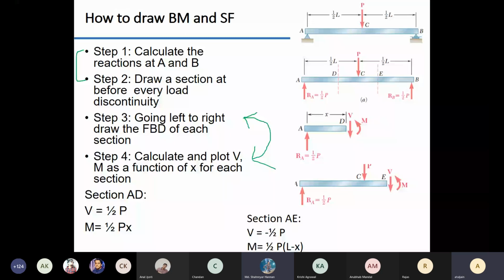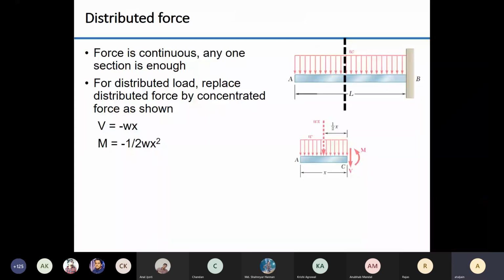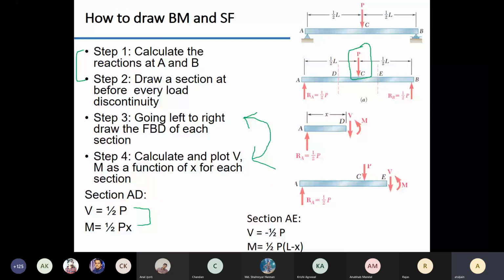Once you understand how this can be done, then you need to understand how the expressions for V and M will be for different types of loads. In this course, you have to worry about 3 types of load. Which are those 3? So this is an example of a point load. For a point load, this is how the expressions look: V is equal to half P, M is equal to half Px.